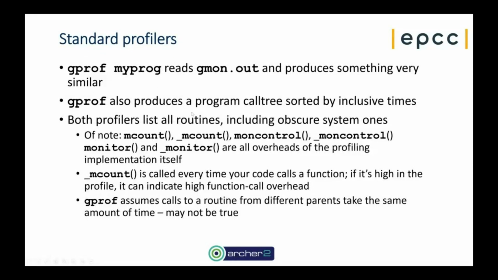gprof is the same, but it also produces a program of call trees sorted by inclusive time. So you can say how much was spent in this function and how much was spent in this function's children. So you can get some kind of overall feeling for where in the program the time is being spent as well. If you've got a function that's called from many places, you can start to assign that to the places it's being called from. And you can really break down and have a look in a bit more detail about where in your program structure the time is mainly being spent.